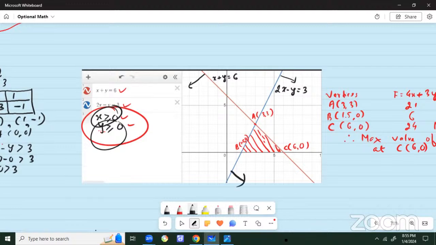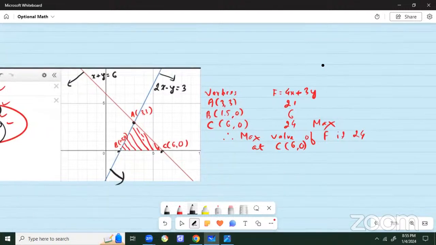And after finding the solution region, which can be in the form of a triangle or a polygon, you should be able to find the vertices of the polygon, whether a triangle, square, parallelogram, quadrilateral, whatever the shape of the common region is. With the help of the coordinates of the vertices, you can find the value of the objective function f, which happens to be 21, 6, and 24 at various points. At A it is 21, at B it is 6, and at C it is 24.